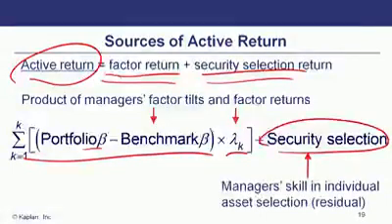Then we can calculate the security selection as a residual. So we can take the total active return. We beat the benchmark by 2%. Okay, 1.5% comes from factor returns. The other 0.5% then has to come from security selection. So we're just breaking this down.